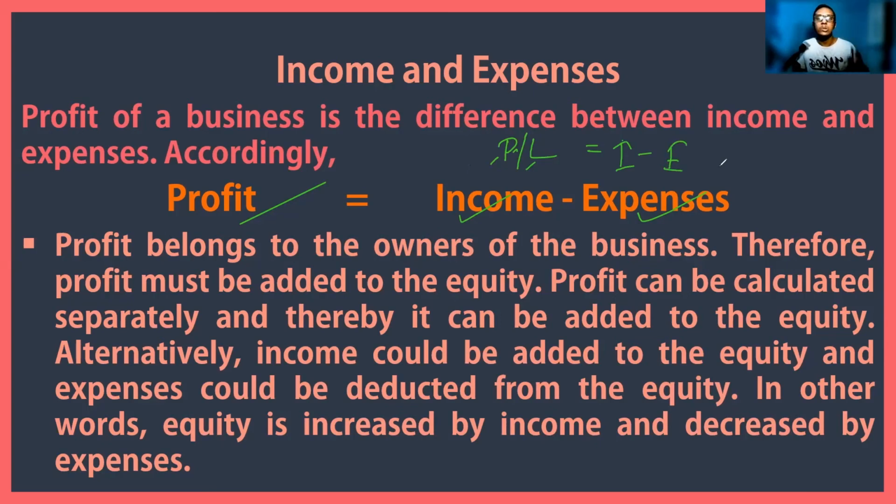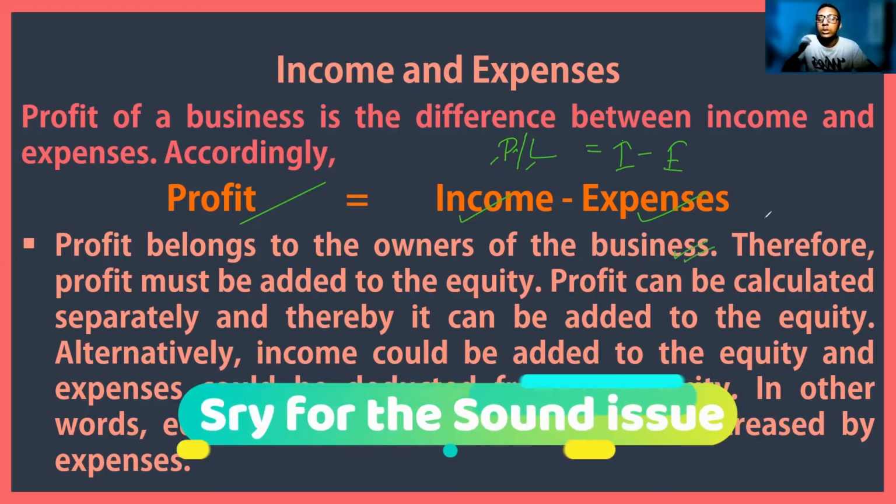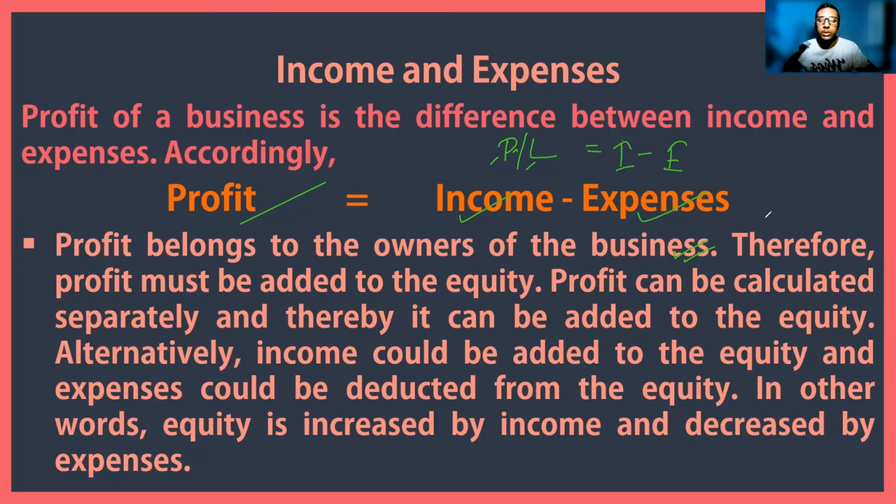Profit belongs to the owner of the business. Of course, profits belong to the people who invest in the business. Obviously, they are known as owners. Therefore, profit must be added to the equity, separately, and thereby it can be added to the equity.